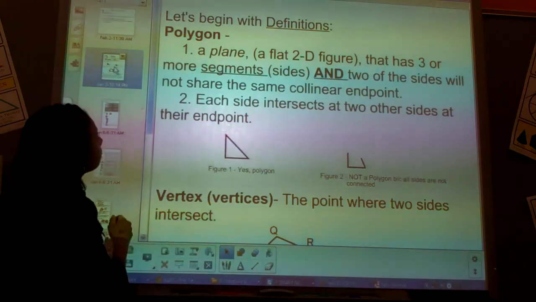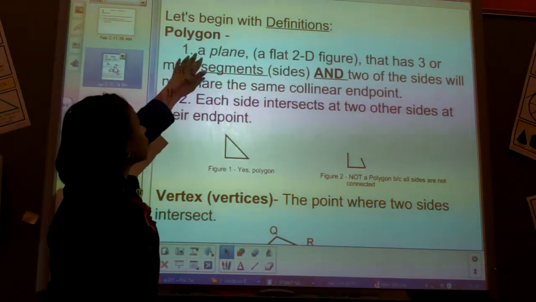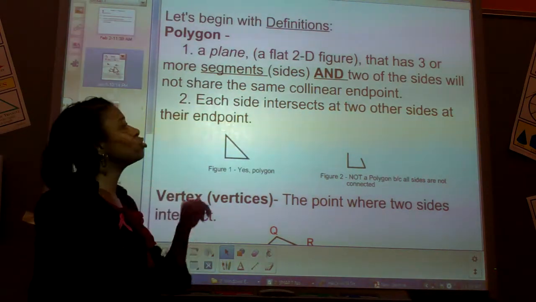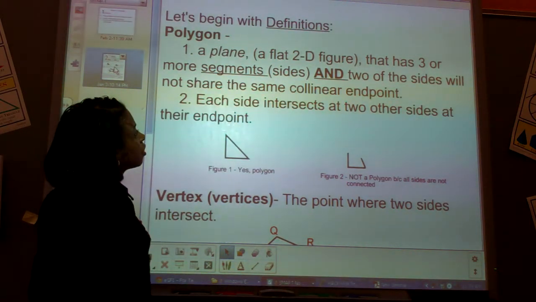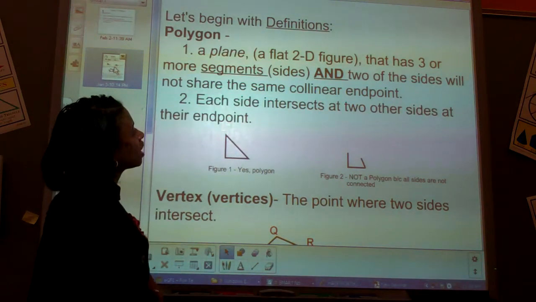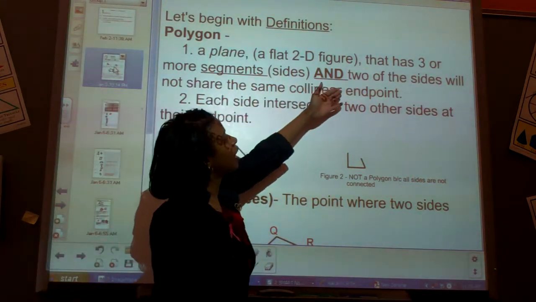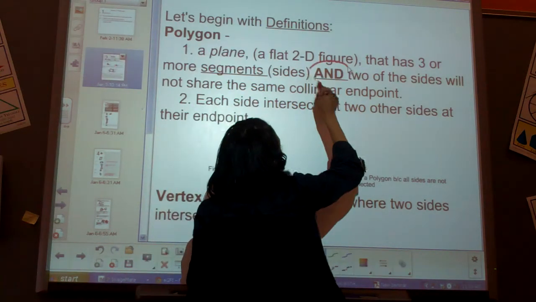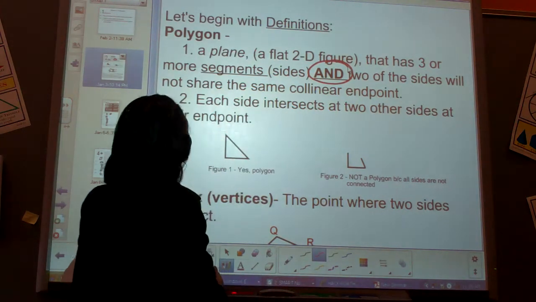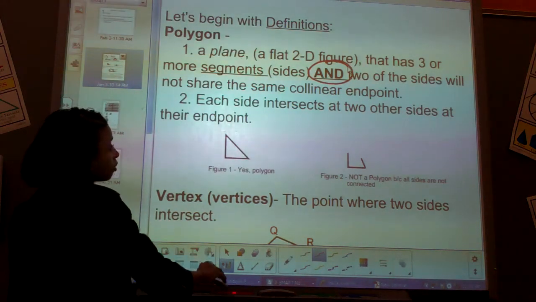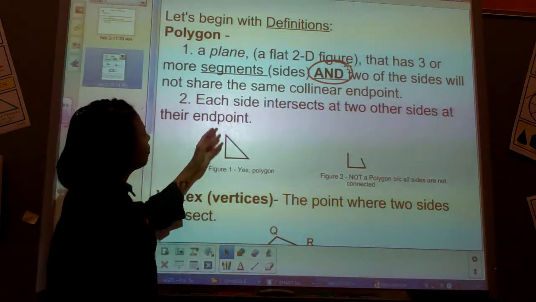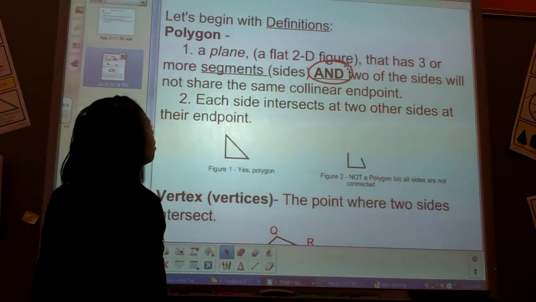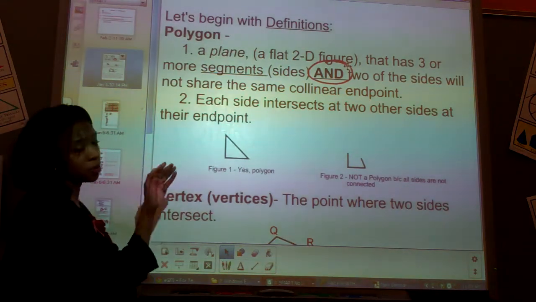All right, to begin, we need to know some definitions. Number one, what is a polygon? A polygon is a plane or a 2D object, a 2D flat figure that has 3 or more segments or sides, and the key word is "and." At the same time, 2 of the sides will not share the same collinear endpoint. Also a polygon says that each side intersects 2 other sides at their endpoints.